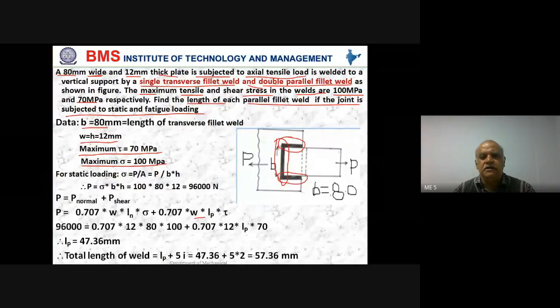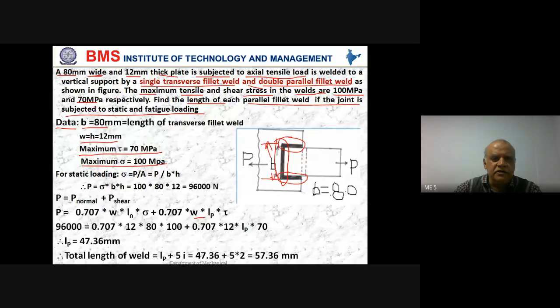Please underline that single transverse fillet weld and double parallel fillet weld. Noted? So the data, when you look at data, width of the plate is 80 mm. So that's going to be the value of P. So this is width of the plate, and that is to be taken as value of B. Okay? And 12 mm thick plate.